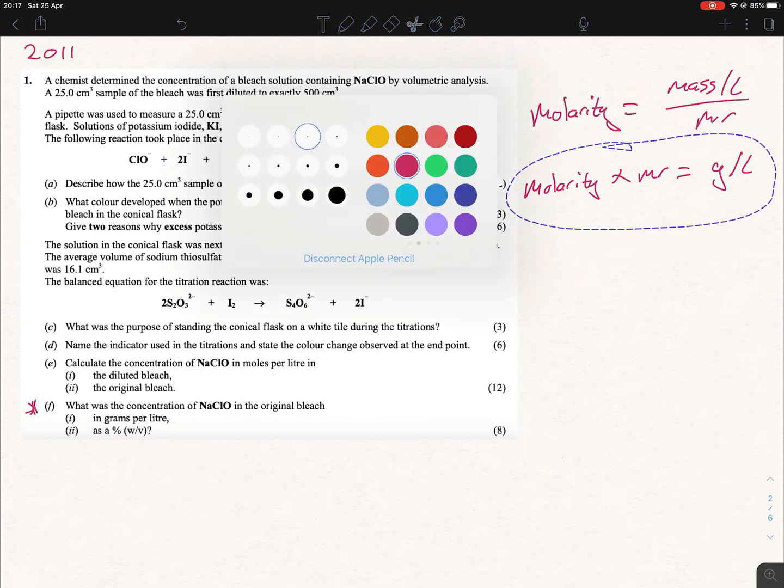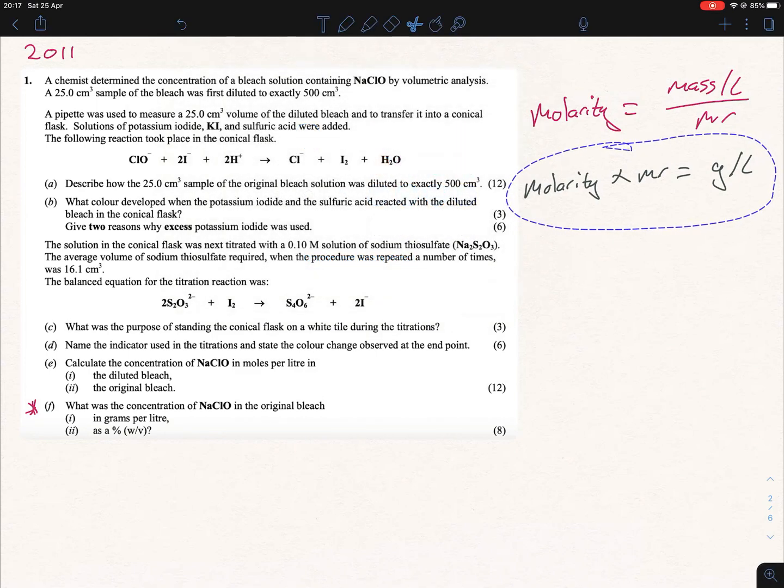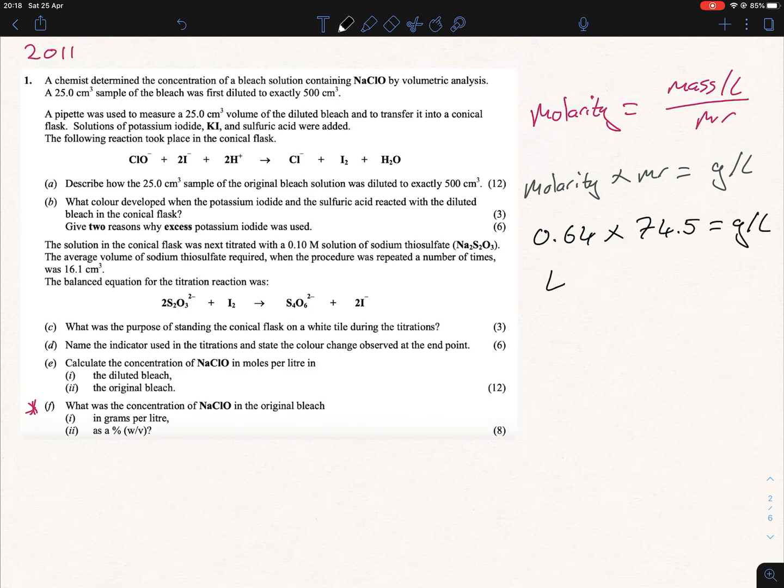Now, read what we're looking for. We're looking for the original bleach. So we put in our values for the original bleach, and it was 0.64 times. Now we have to figure out what the Mr is. We're looking for the Mr of NaClO. And if you did that out correctly, you're going to get 74.5, the chlorine there given the 0.5 part of it. And if we do that out, it's going to be 47.97 grams per litre. And that's your answer for the first part, for I.